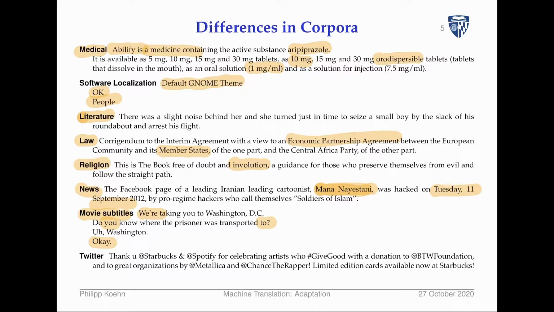And finally, a final example here is Twitter. So thank you Starbucks and Spotify for celebrating artists who give good with a donation to BTV Foundation and to great organizations by Metallica and Chance the Rapper. Limited edition cards available now at Starbucks. It has shortened sentences, so limited edition cards available now at Starbucks really should be are available now at Starbucks stores. So some contraction, some omissions to make it shorter.